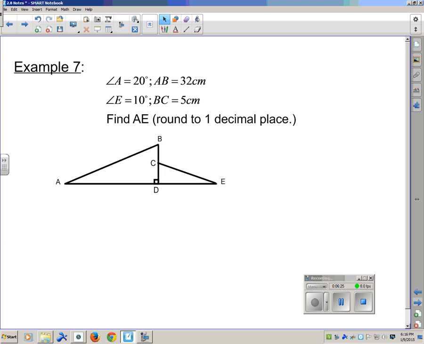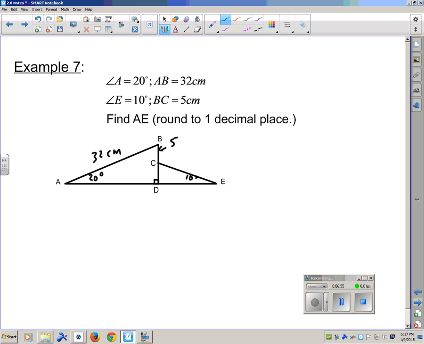Example 7 here, the measure of angle A here is 20 degrees. AB here is 32 centimeters, so notice how I'm labeling everything. Measure of E over here is 20 degrees. BC, that's this little portion right there, that's 5. And then we're supposed to find all the way from A to E. So let's go ahead and figure this out here.